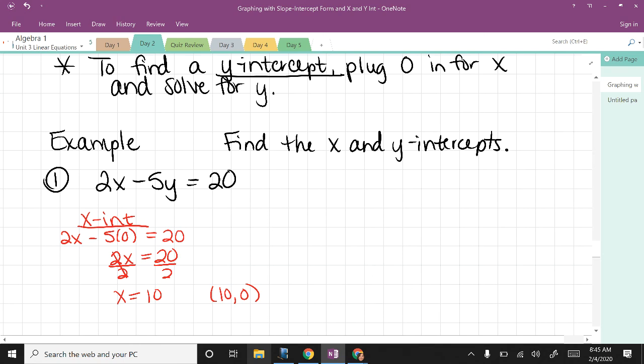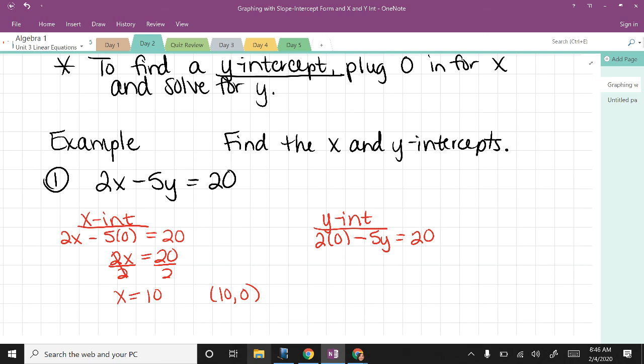All right. So the y-intercept, let's label our work. How do we get a y-intercept? 0 for x this time. So 2 times 0 minus 5y equals 20. So 0 went in for the x spot. So that makes 0, and 0 minus 5y is just negative 5y, right? So negative 5y equals 20. How do I solve for y? Divide by negative 5 everywhere, and y equals negative 4.